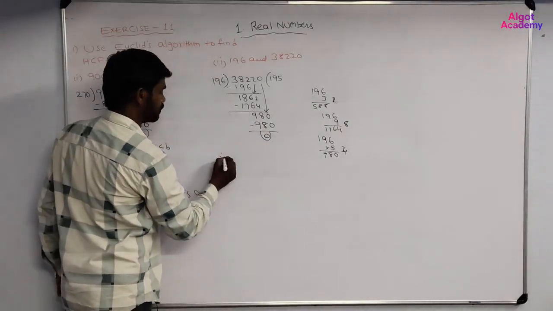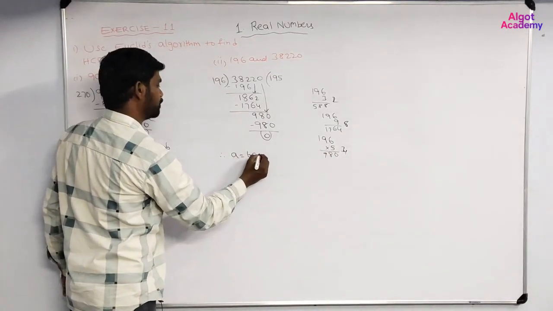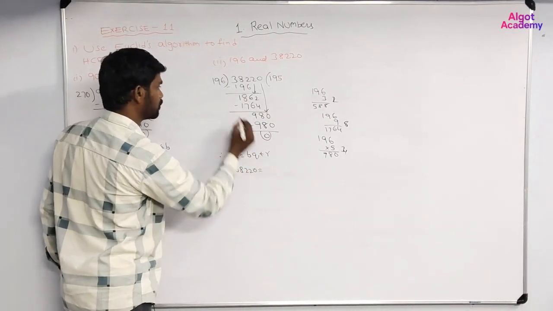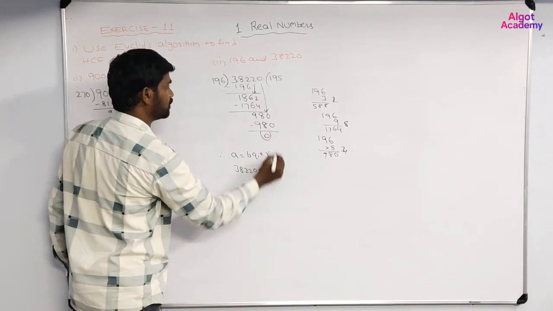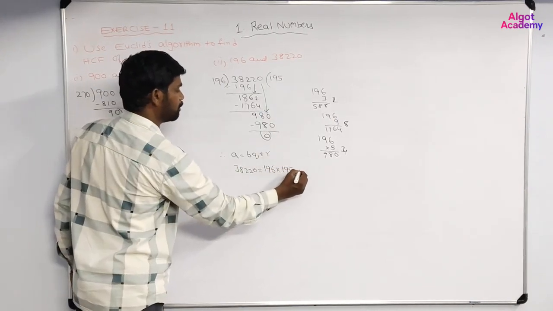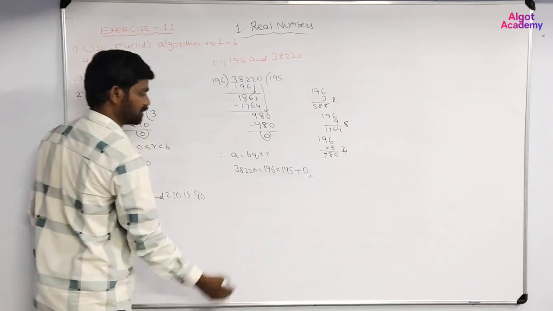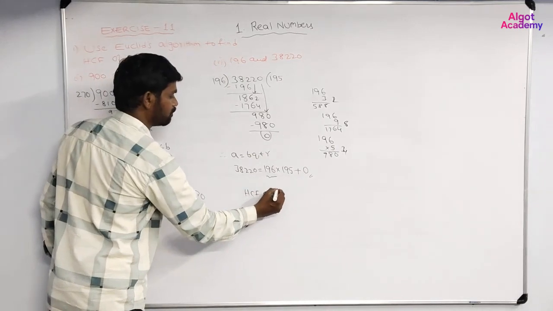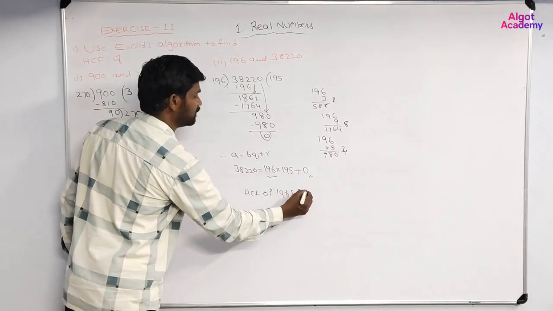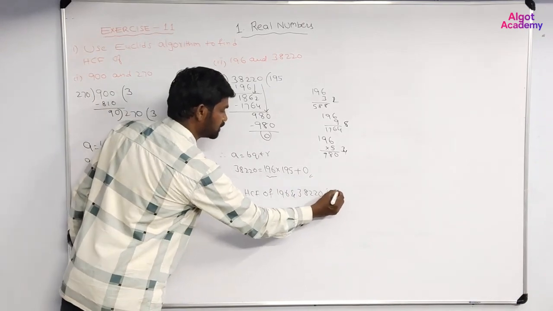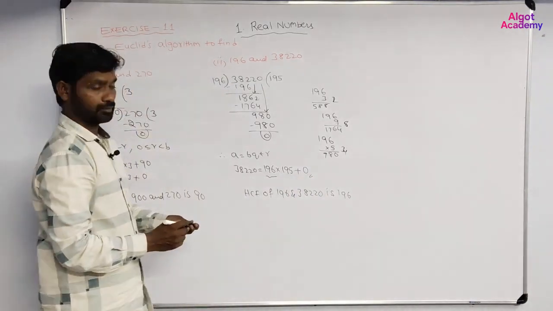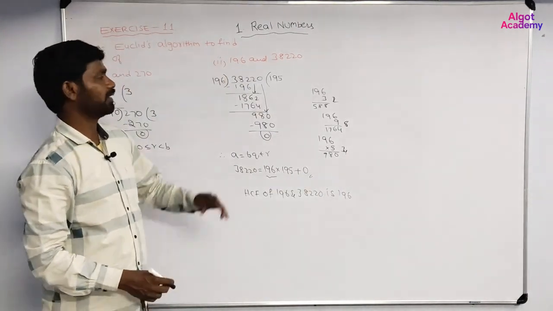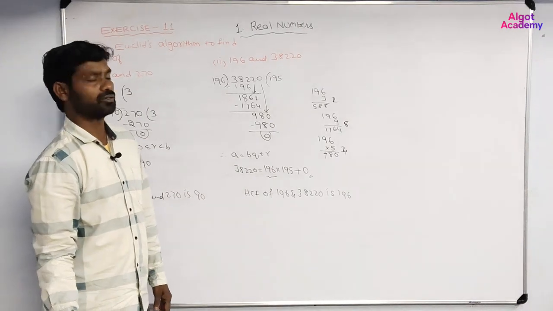Therefore, A is equal to BQ plus R. What is the A value? 38,220 is equal to the B value, 196, into 195, plus R, the remainder. When the remainder is 0, this is your HCF. HCF of 196 and 38,220 is 196. So this is the value of the HCF of 196 and 38,220.